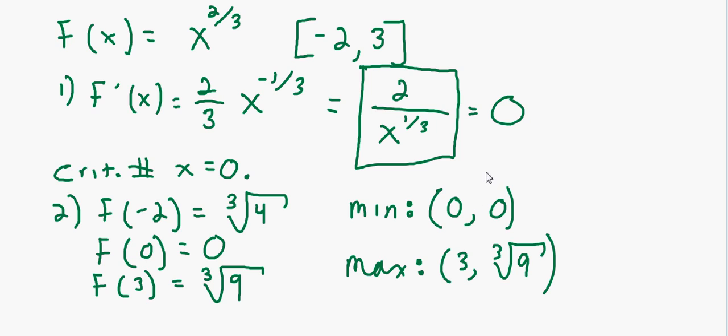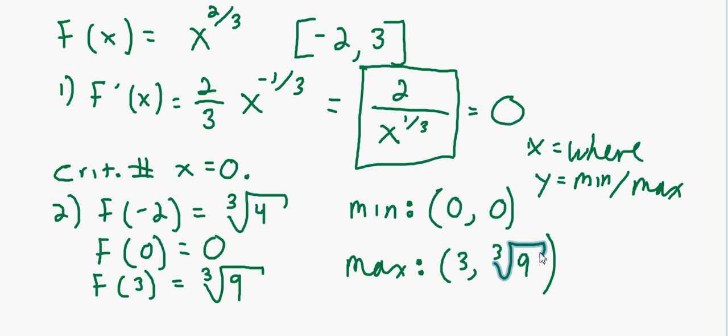So this is important as well. When you list these things, if it asks where does the minimum happen, that's the x value. Okay, so the x value is where the minimum happens, or where the maximum happens. And the y value is the actual minimum or maximum. Sometimes, like on the AP exam or on a test, it's going to say where is the minimum value. Well, in this case, the minimum value is at 0. Or it might ask, what is the maximum value? Well, now the maximum value is the cubed root of 9. If they asked where it was, that would be at x equals 3.